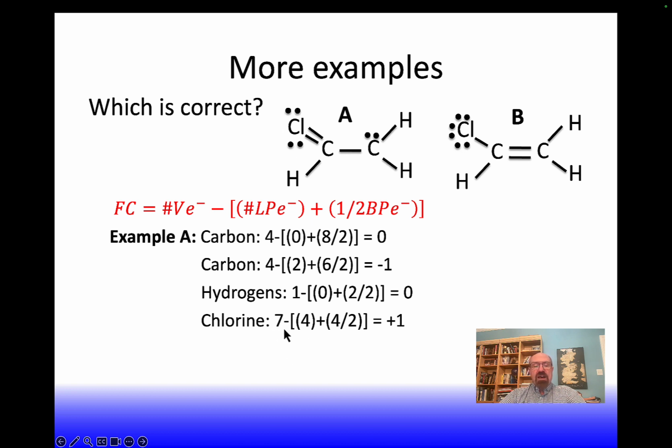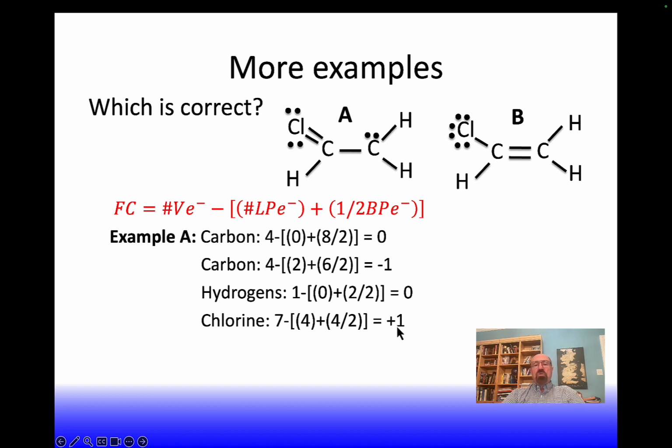Now let's look at the chlorine. Chlorine has 7 valence electrons because it's in group 17. It's got 2 lone pairs, that's 4 electrons. It's also got 2 bonded pairs, that's 4 divided by 2. So that's 2. 2 plus 4 is 6. 7 minus 6 is plus 1.